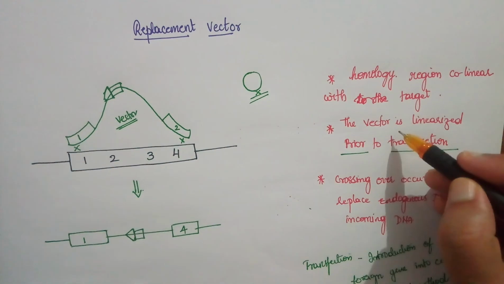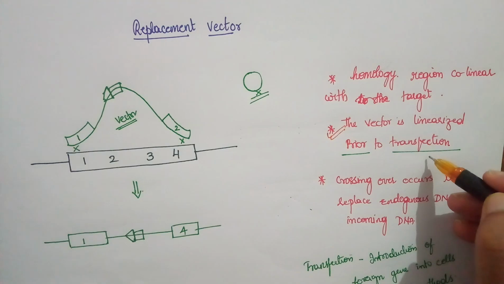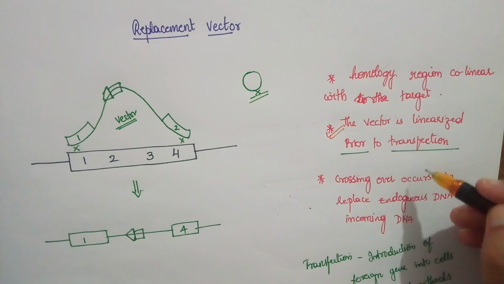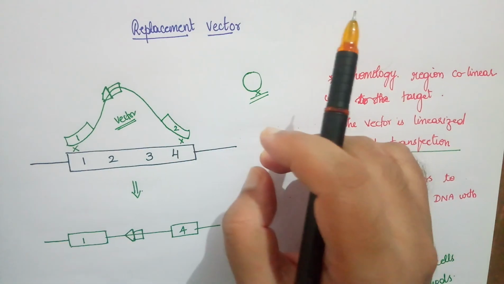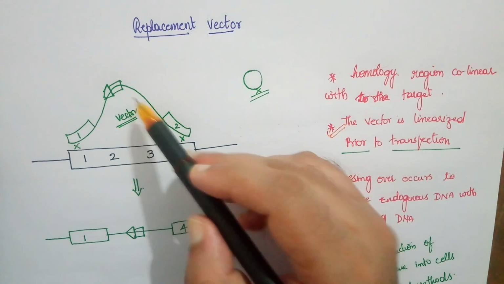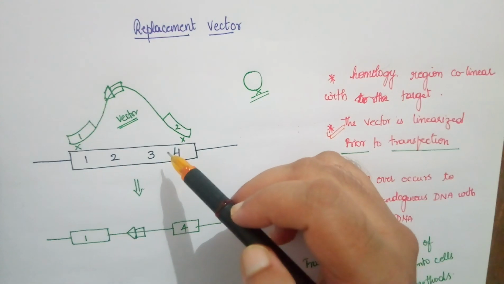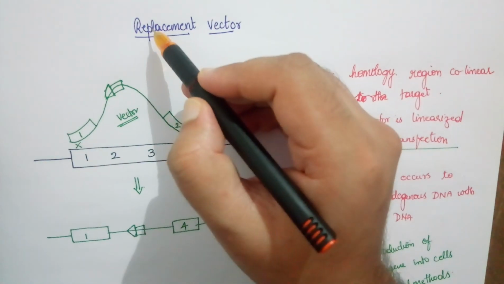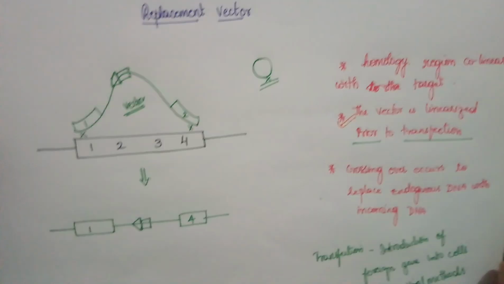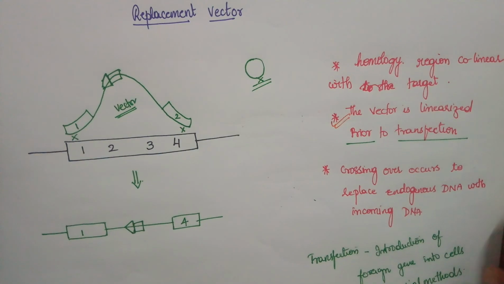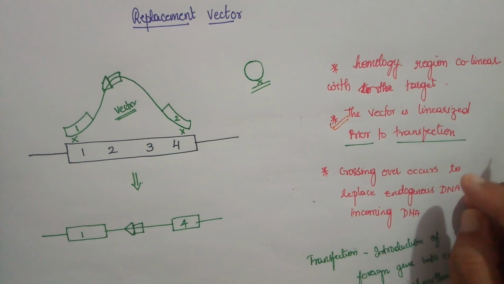The vector is linearized prior to transfection, meaning before introducing this gene into the cell we linearize it. We are going to make it linear, and now this linear portion will be homologous to the target gene. So the name itself is telling replacement. What is the meaning of this word replacement? Replacement means we are replacing something, correct? What we are replacing we will see now.